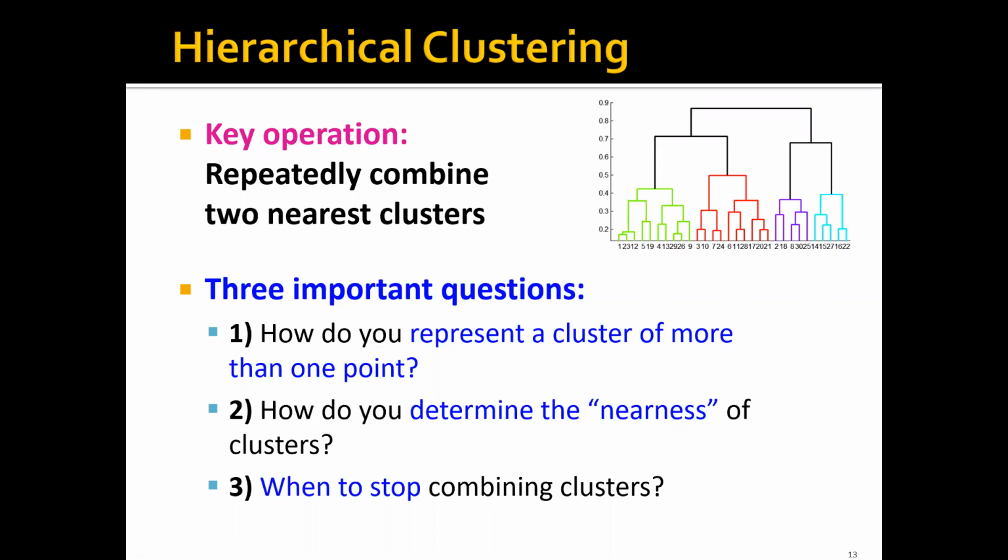The first one is, how do you represent a cluster of more than one point? Because you want to combine clusters, right? Not just points. And the second question is, how do you determine the nearness of clusters? Because you need to decide which clusters to combine. And the third question is when to stop combining clusters.